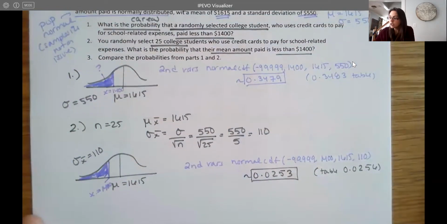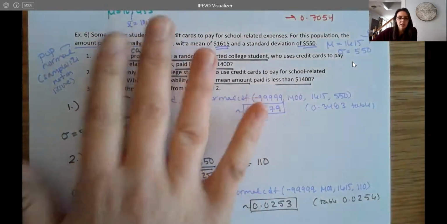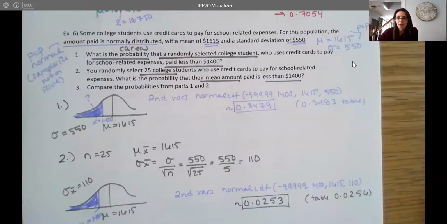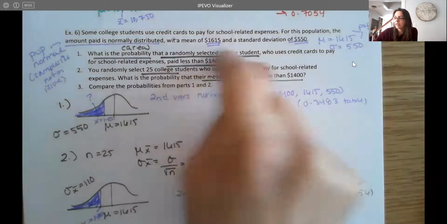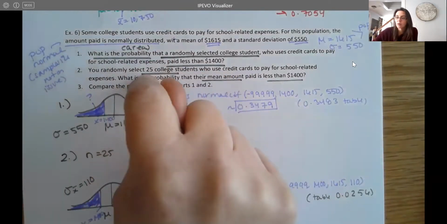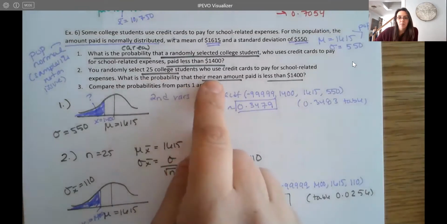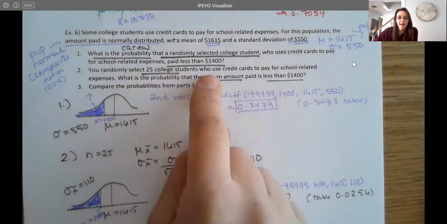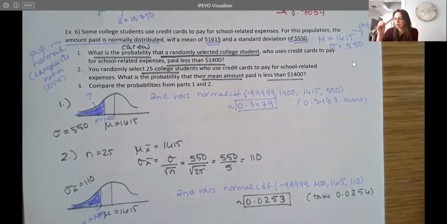So again, just watch really like this question here because it shows you what to watch for, right? The first question is a regular problem. It doesn't say anything about samples there. We're selecting one student. It doesn't say anything about the mean. It's just that one student pays less than $1,400. In the second example, we're selecting 25 students and we're talking about their mean amount paid. So right there, I have two flags that say that I'm using a sampling distribution here instead. So the sampling distribution of the means. So it's going to change my standard deviation.